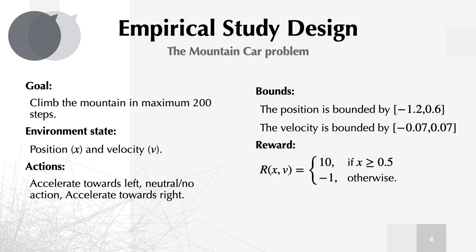Also, the goal is described in terms of the position, so if the truck reached a position greater or equal to 0.5, then we say that the truck has climbed the mountain, and we will give a positive reward in this state. Otherwise, the reward will be -1.